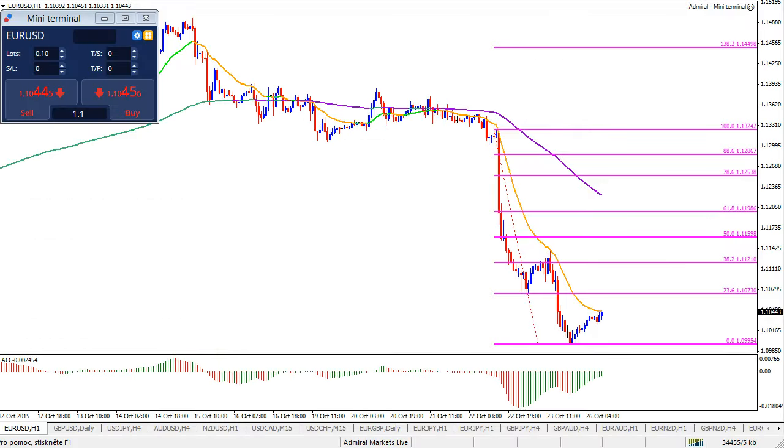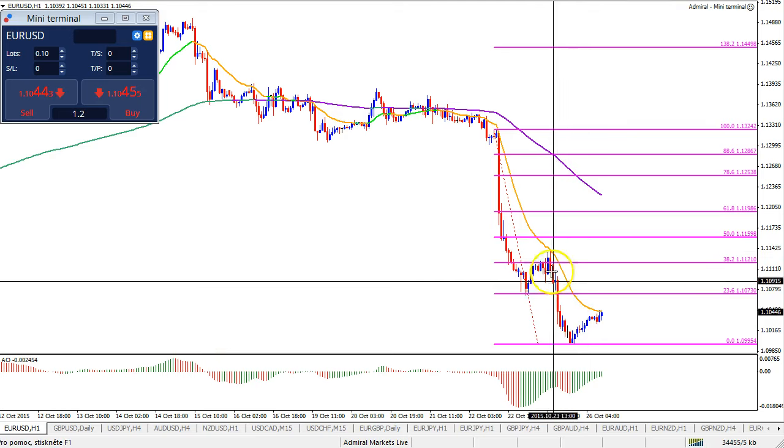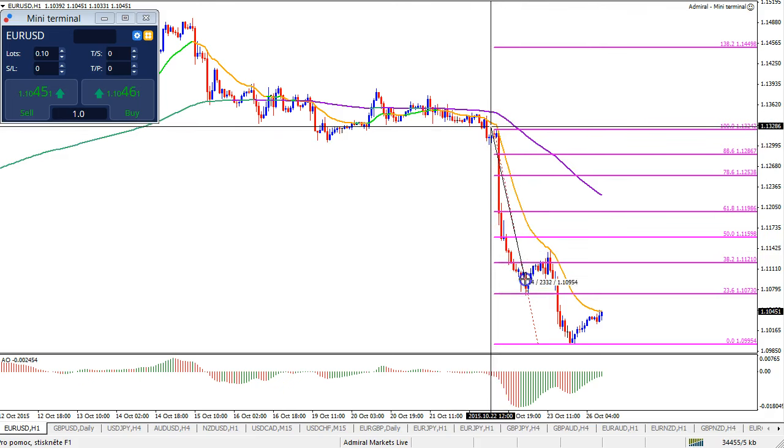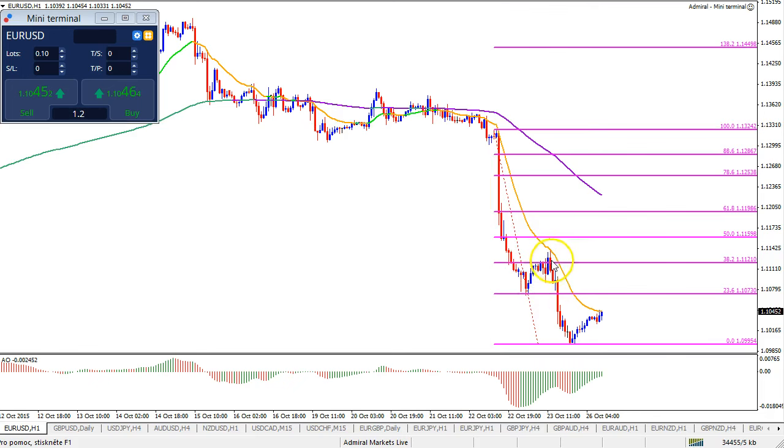Okay, now let's take a look at the euro dollar. Big fall, of course, on Thursday with the news event. Euro dollar crashing here, 250 pips, in fact, making a small correction and falling again. And looking at the oscillator, I think we can see more space to the downside.